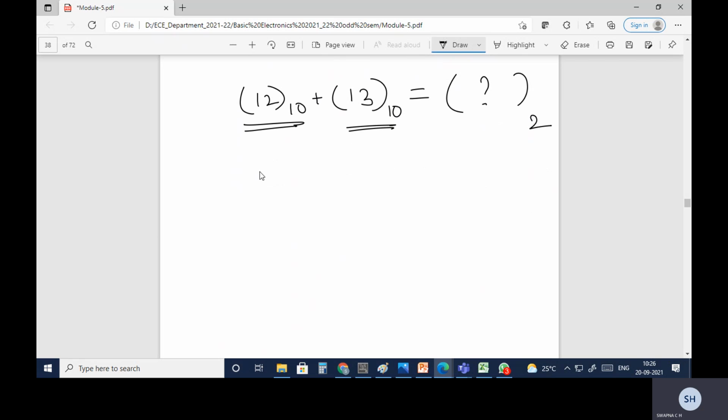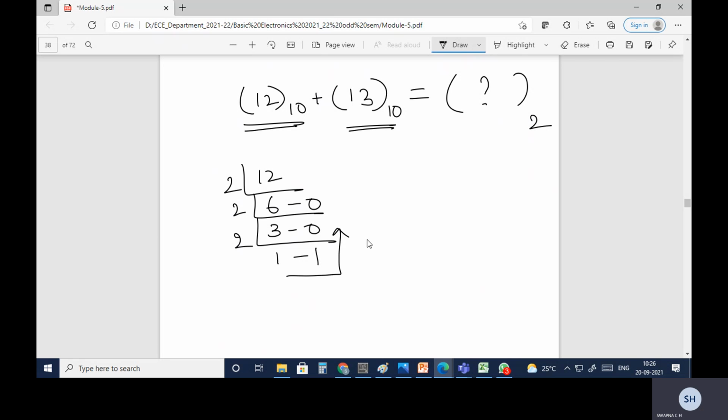Let me just take 12. If I want to convert the decimal number to binary, I need to divide it by 2. 2 sixes are 12, so 0 is the remainder. 2 threes are 6, again 0 is the remainder. 2 ones are 2, 1 is the remainder. You know very well that we have to write it from bottom to top. So the binary equivalent of decimal 12 is 1100 base 2.